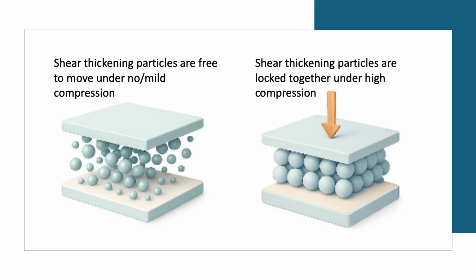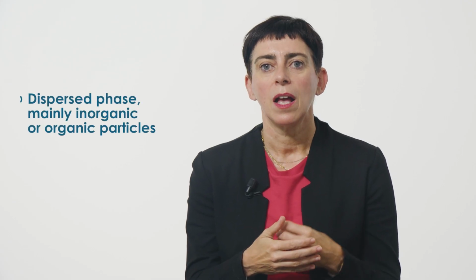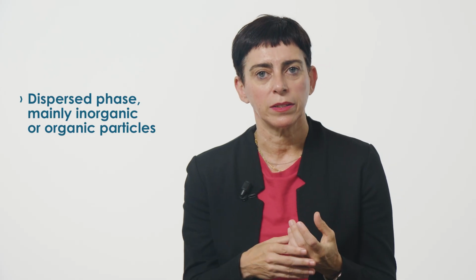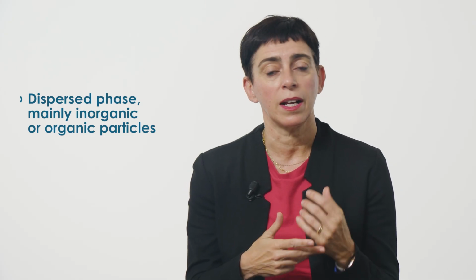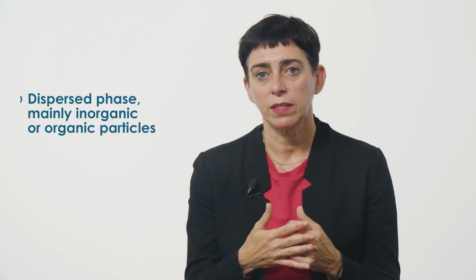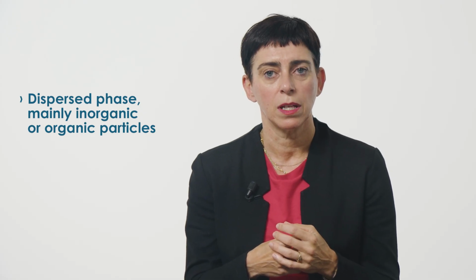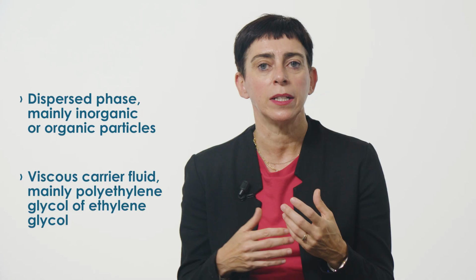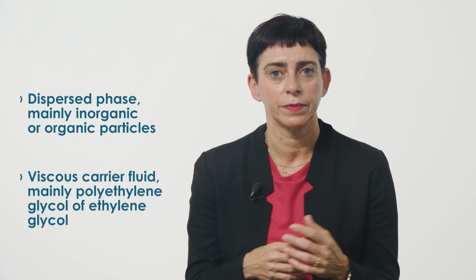The mechanism of shear thickening fluids is based on suspended particles in the fluid that lock together when a high energy impact occurs, increasing viscosity. This reversible transition makes them flowable under normal condition, but rigid under sudden impact. Shear thickening suspension usually consists of a dispersed phase, mainly inorganic or organic particles such as silica, titania, calcium carbonate, cornstarch, or polymer nanoparticles, and a viscous carrier fluid, mainly polyethylene glycol or ethylene glycol.